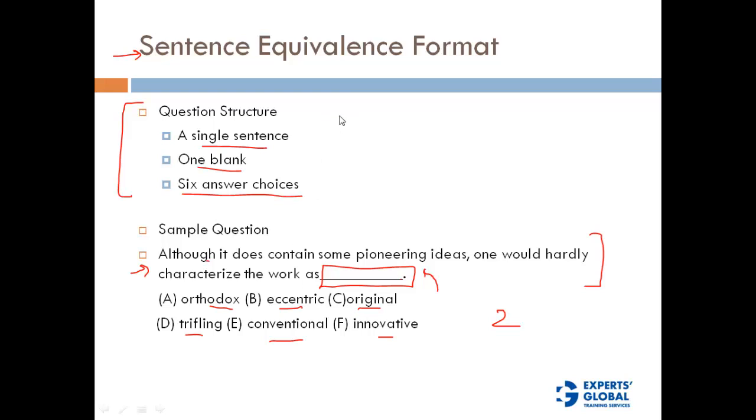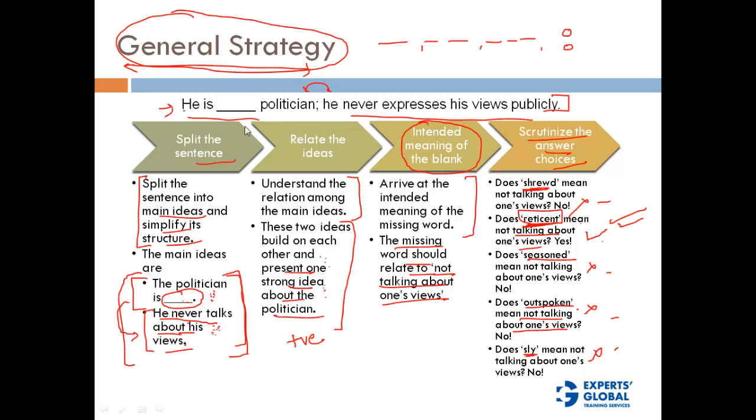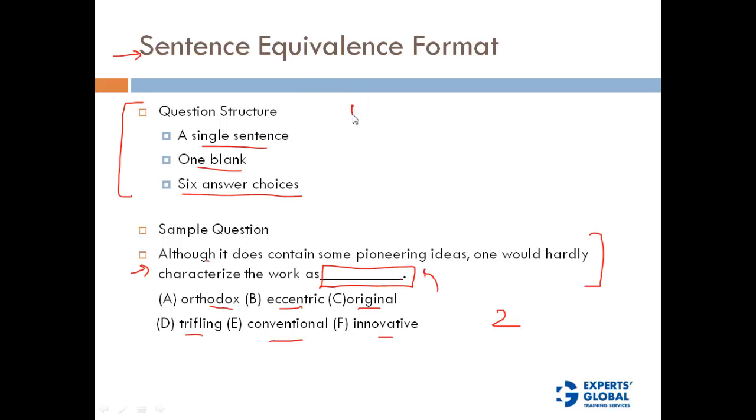The first step, try to split. What is the first step? Split the sentence. Okay. So first step, split the sentence. How do we split the sentence? Although it does contain some pioneering ideas, one would hardly characterize this work as dash. That means the work has some pioneering ideas, right? Ideas, but it is not dash. So these are the 2 ideas here.